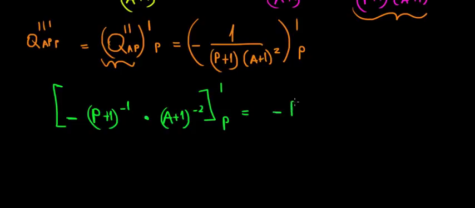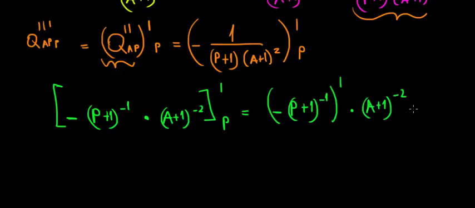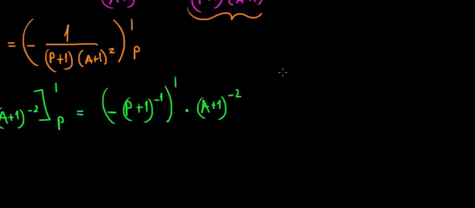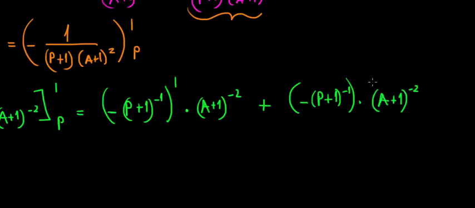So we have minus p plus 1 to the power of minus 1 derivative, the derivative of the first term, times a plus 1 to the power of minus 2. Let me make some space to the right. So plus first term minus p plus 1 to the power minus 1 times the derivative of the second term, minus 2. And the derivative is with respect to p, so let's keep the index here so we don't forget what we're differentiating. What is minus p plus 1 to the power minus 1 derivative?